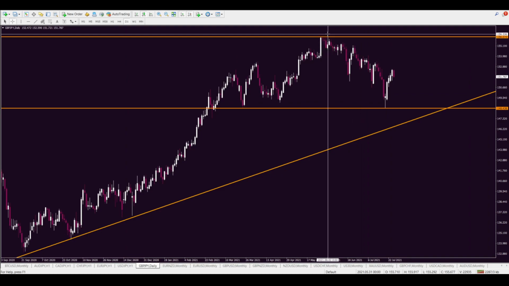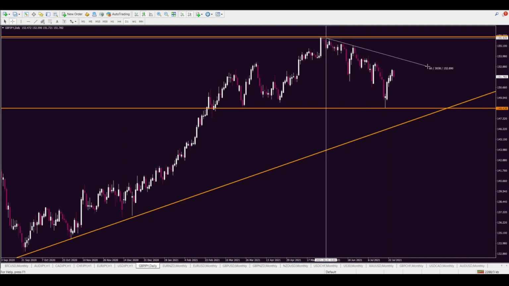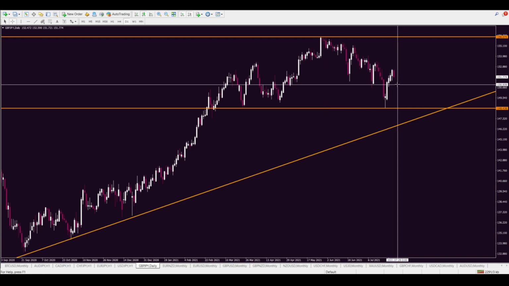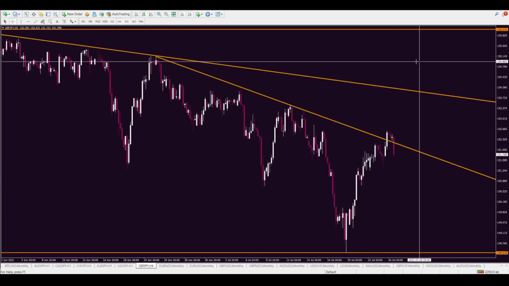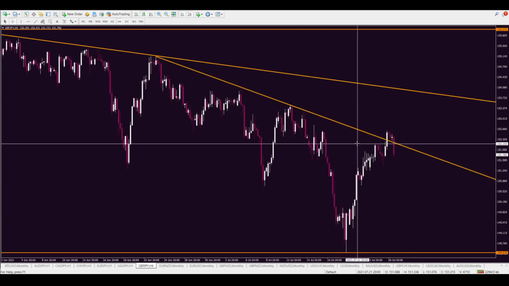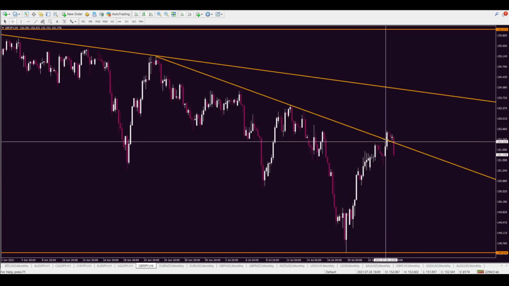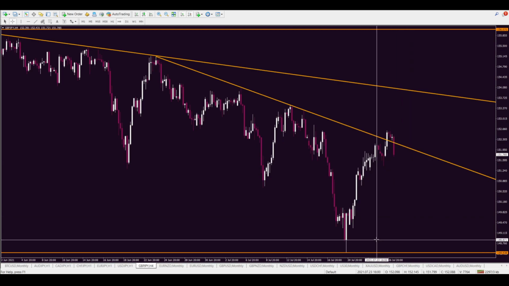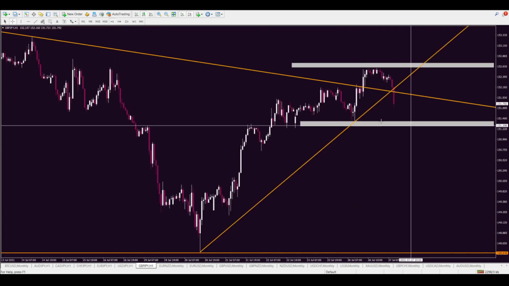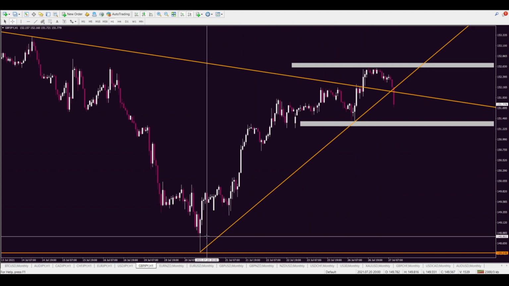Daily. So we have bearish. So bearish price found resistance at the trend line. Let's see what will happen for the rest of the week. So here we go. So we have a bullish.